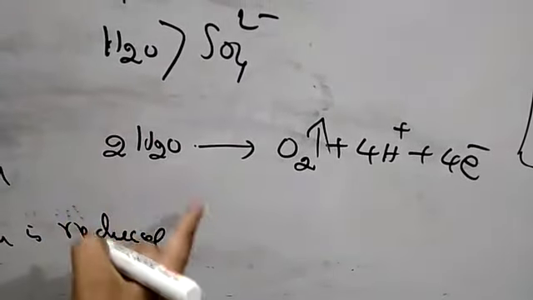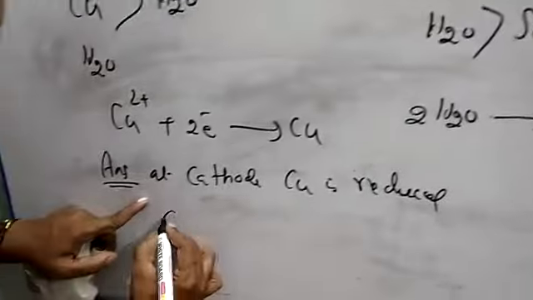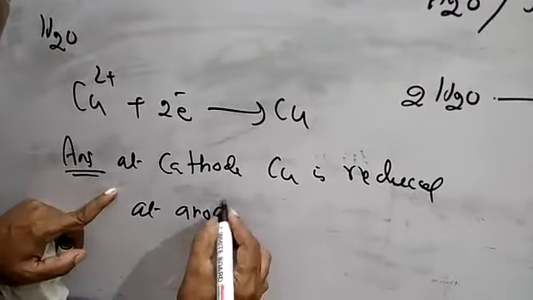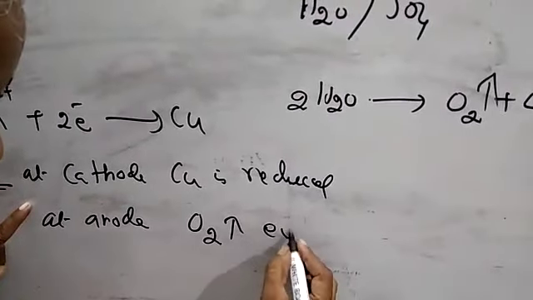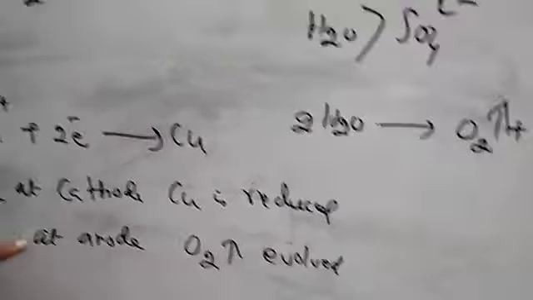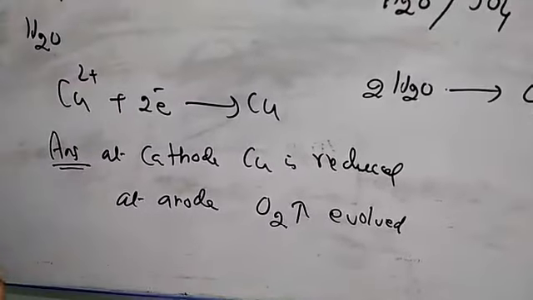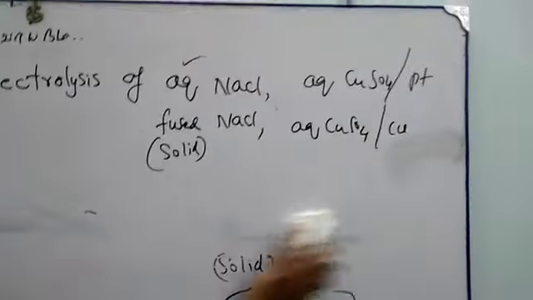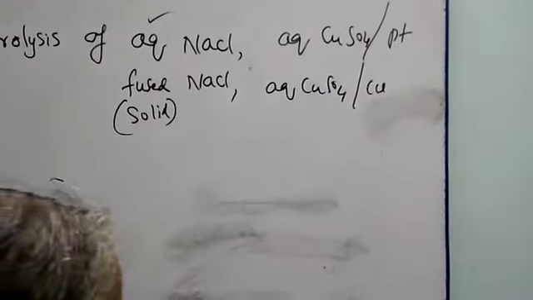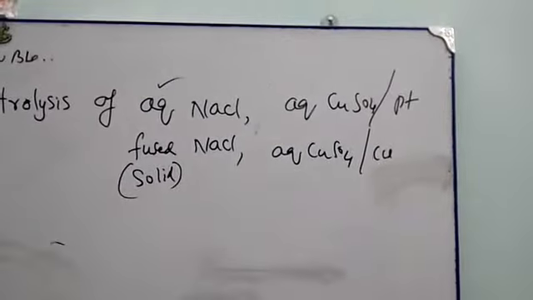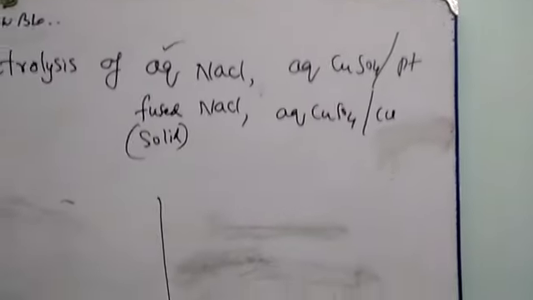Now let me write what we get at the anode. Oxygen gas is evolved. So this is the product for aqueous copper sulfate. Now let us see the same aqueous copper sulfate with the active electrode. This is the important point. Active electrode.